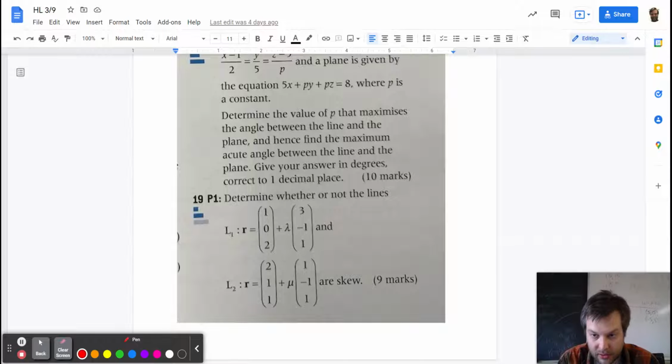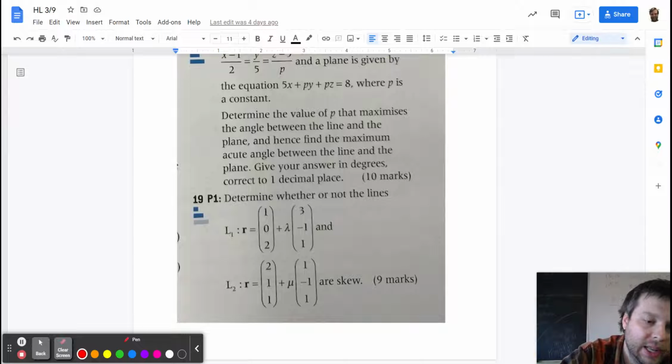The first thing I will note is that they are not parallel because their direction vectors are not scalar multiples of each other. So, all we need to do then, if they're not parallel, is determine whether they intersect or not. And if they intersect, they're not skew. If they don't intersect, they are skew.